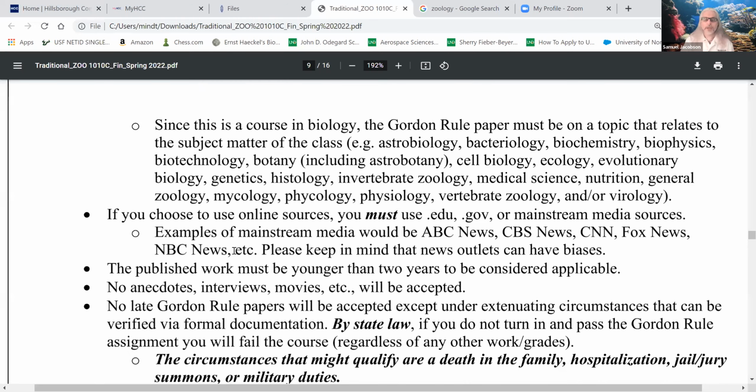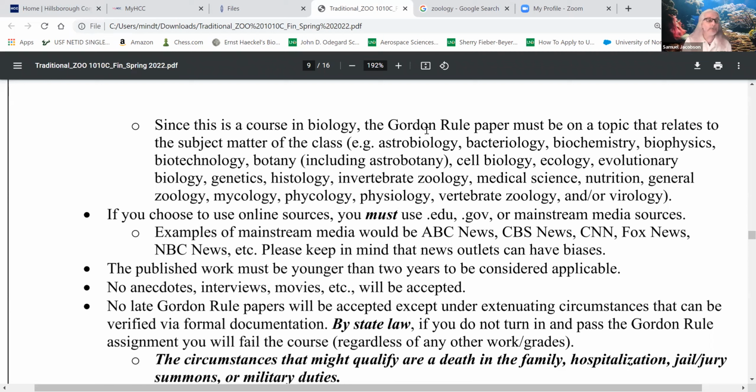For example, you have to find 2 papers on zoology in something like this. These are different fields of biology, just related to zoology in all sorts of areas. Astrobiology, bacteriology, biochemistry, biophysics, biotechnology, botany, including astrobotany, which looks like I'm going to do a doctorate in that area, cell biology, ecology, evolutionary biology, genetics, histology, invertebrate zoology, medical science, nutrition, general zoology, what do you know, mycology, phycology, physiology, vertebrate zoology, and or biology. Viruses, look what's going on right now, yeah? So virology is very important.